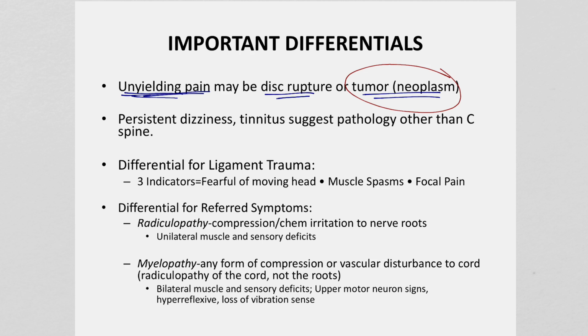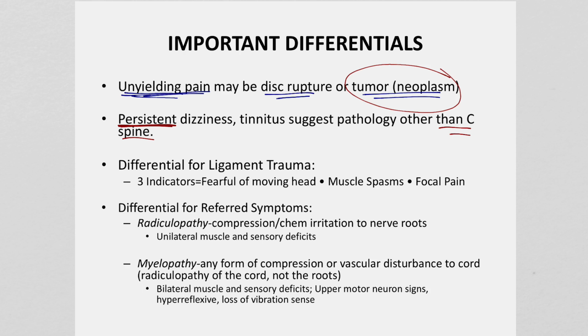Another thing that we have to consider is that we'll have some patients who will present with, and I'm going to highlight this word here, persistent dizziness and tinnitus. And in those instances, most often that's not C-spine related. So what we're really thinking about is if that patient is experiencing persistent dizziness or faintness, or is suffering from seizures, most often that can be associated with some type of compromise to the semicircular canal.